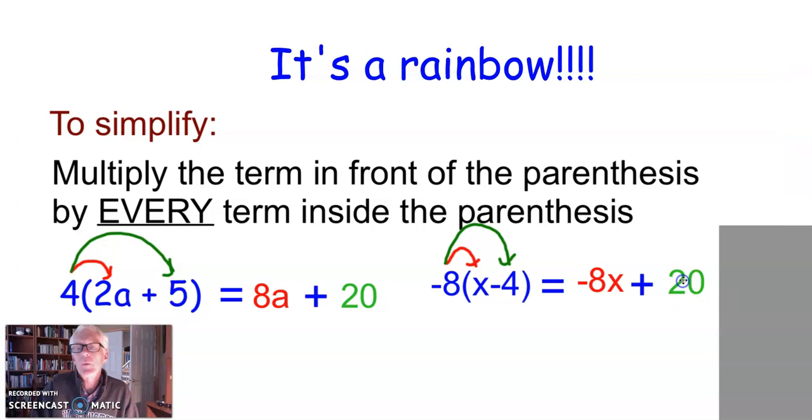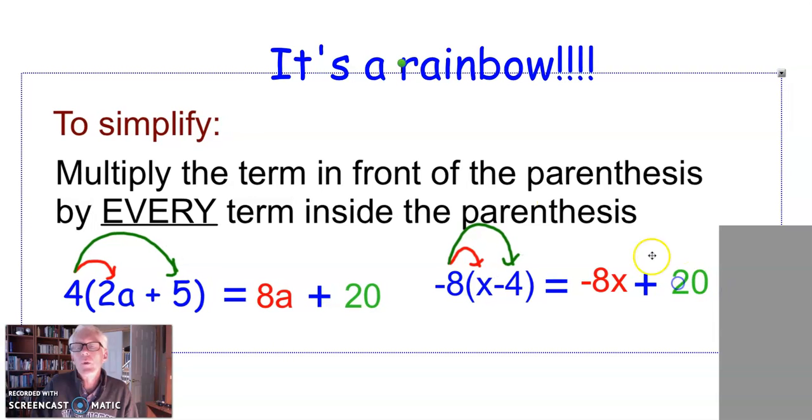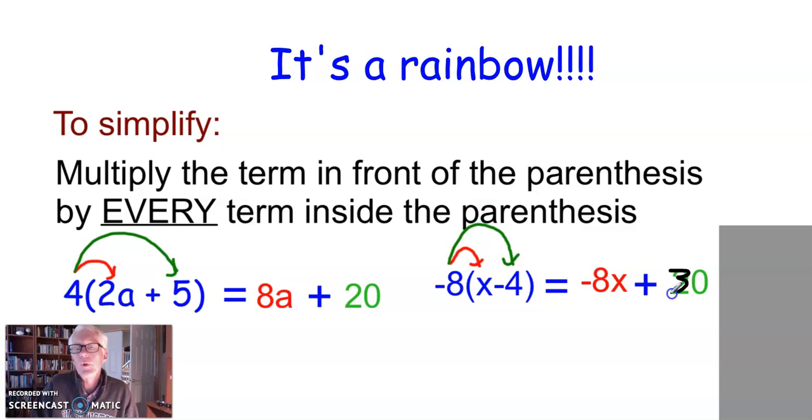Where did the plus 20 come from? I better fix that. I can't fix it, and I don't want to redo the whole video, so I'm going to write 32 right here. Where did that come from? Oh, I was just copying it from there. That was my mistake. Typographical error, not math. So that's the distributive property.